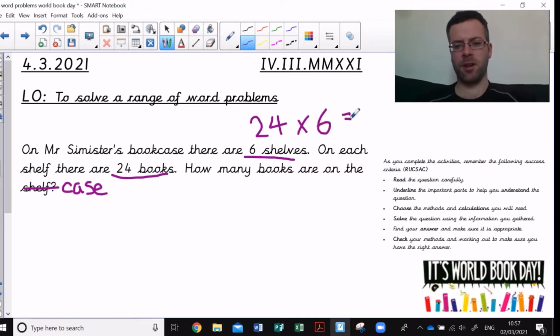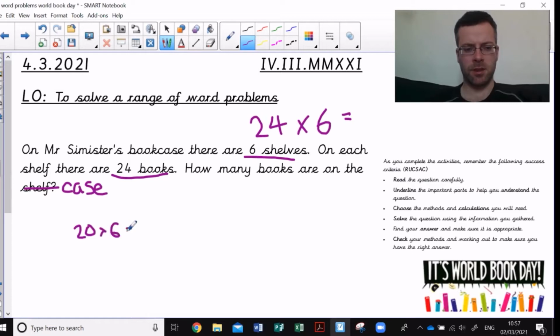So I'm working out my answer. Get into the habit of writing down the actual problem that you're doing. Then we're going to solve that. There are different methods we could have used. I'm going to do 20 times 6, which is 6 times 2 times 10, which is going to be 120. 4 times 6 is going to be 24. Put them together, and my answer is going to be 144.